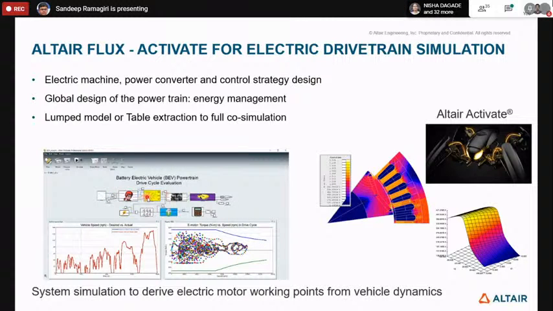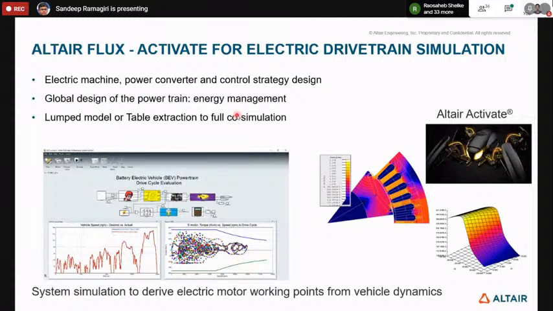So a motor can be represented in several ways. It can be a lumped model, meaning a patch model. You can also extract tables like speed, torque versus efficiency, or Ld/Lq as a function of Id and Iq. Those tables, like the ones I showed in Flux Motor, you can export and import directly into Activate, and we can represent the motor for complete system level simulation.